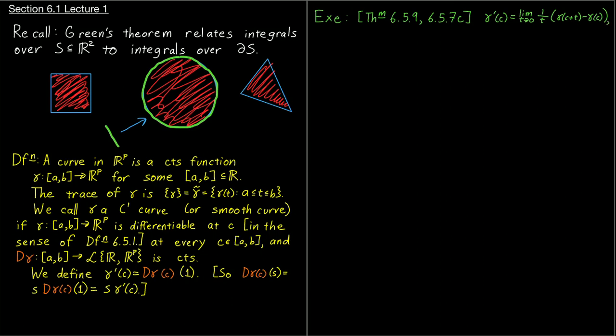And furthermore, in the sense that if either side exists, both sides exist. And the limit exists if and only if the derivative exists, in the sense you expect from our definition from chapter 6.